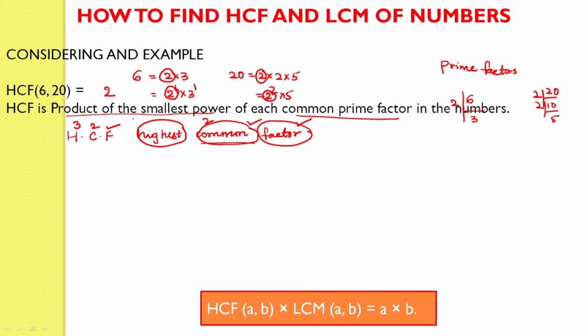2 is the smallest common prime factor. So that is the HCF. And now to find out the LCM of two numbers. Similarly, just as HCF says highest common factor, LCM means least common multiple. So let us see how we calculate the LCM of these numbers now.